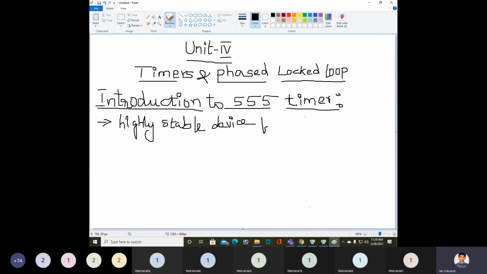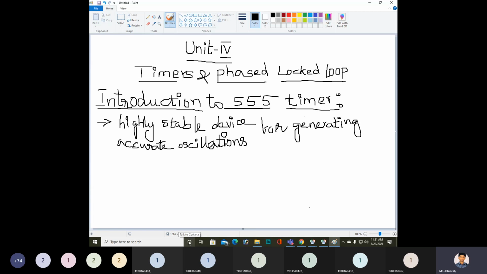Accurate oscillations. The 555 timer is a highly stable device for generating accurate oscillations. That is the first point.